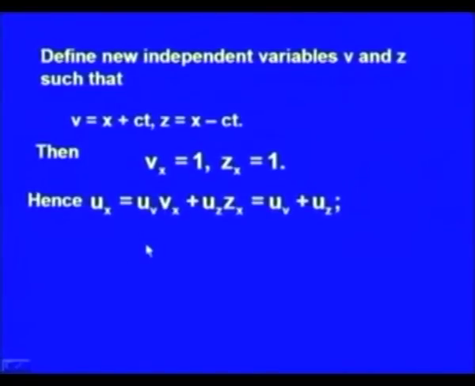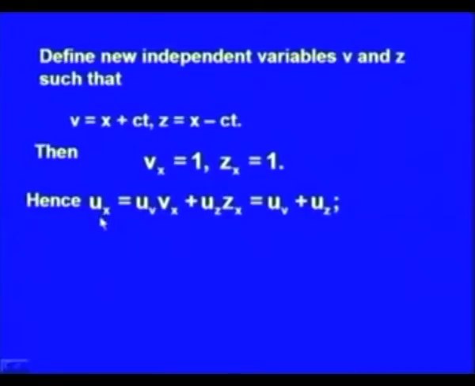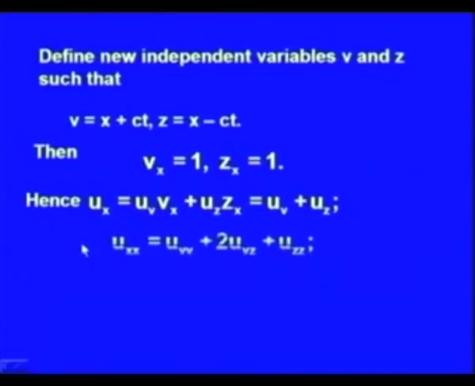Now, using the chain rule of partial differentiation, we can then write u x, that is delta u over delta x. Since u is a function of x and t, and x and t are functions of v and z, u is a function of v and z. So, delta u over delta x by chain rule will be delta u over delta v into delta v by delta x plus delta u by delta z into delta z by delta x. Now, making use of v x equal to 1 and z x equal to 1, it follows that the partial derivative of u with respect to x, that is u x, is equal to delta u over delta v, that is u v, plus delta u over delta z, that is u z.